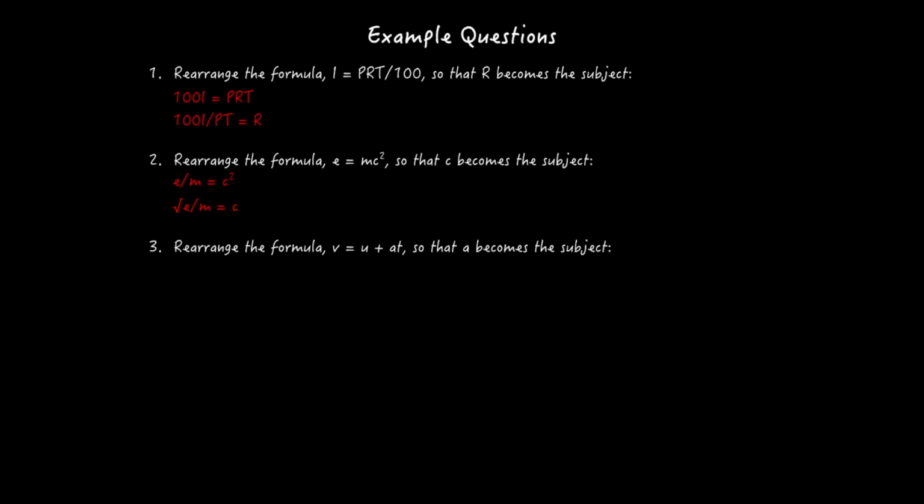The third question says, rearrange the formula V is equal to U plus AT so that A becomes the subject. We need to subtract U from both sides, and we get V minus U is equal to AT. And since there's a multiplication between the A and T, we divide by T on both sides, and we get V minus U divided by T is equal to A.